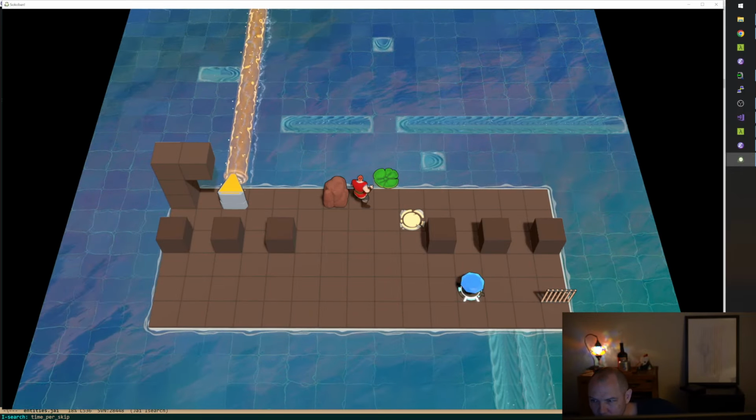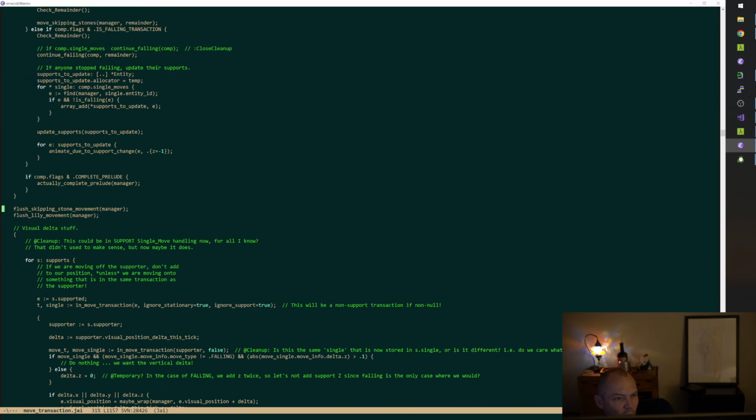You don't want to be the reason I end the stream. Well, GG's. Collision detection bugs suck. It's not really a collision detection bug. This isn't collision detection, really. It's like changing the grid of gameplay states. Let me start the water boiling, and then we're going to go into move transaction, and this flush skipping stone movement. Actually, no, that's probably not the right place. Oh, yeah, it probably is the right place. I see.